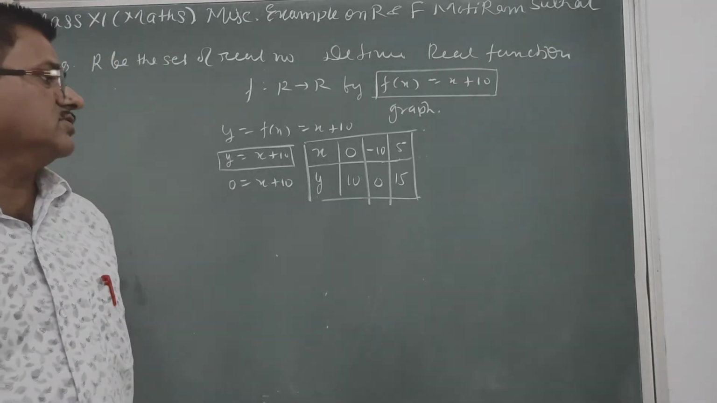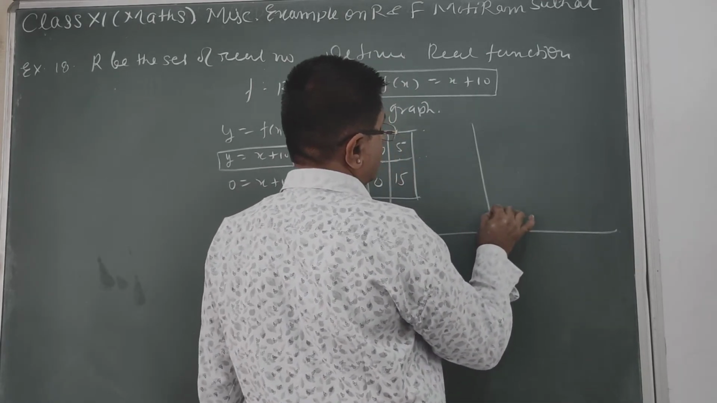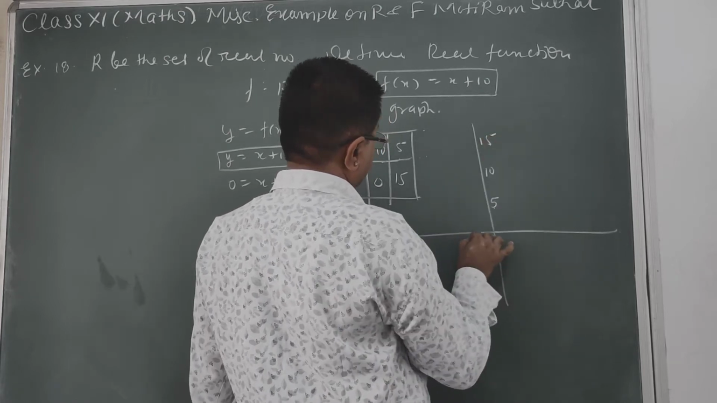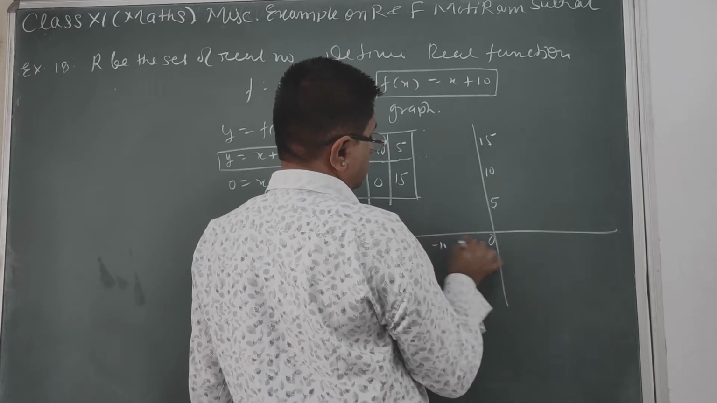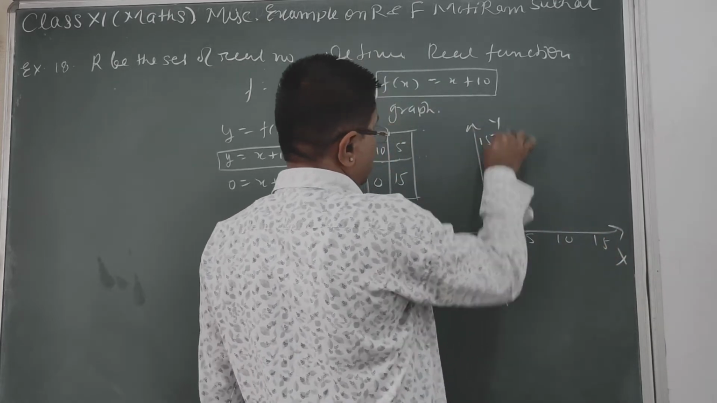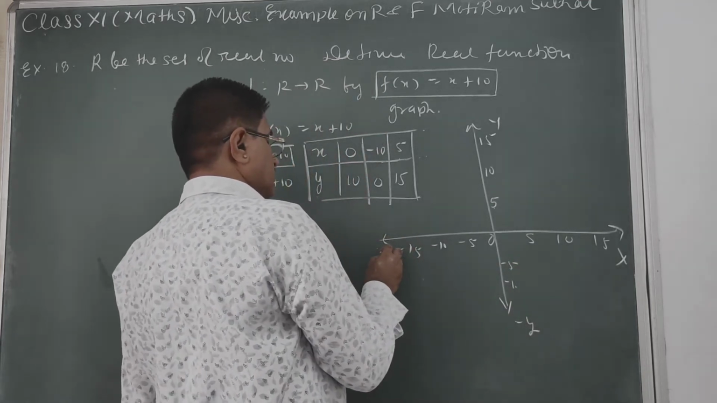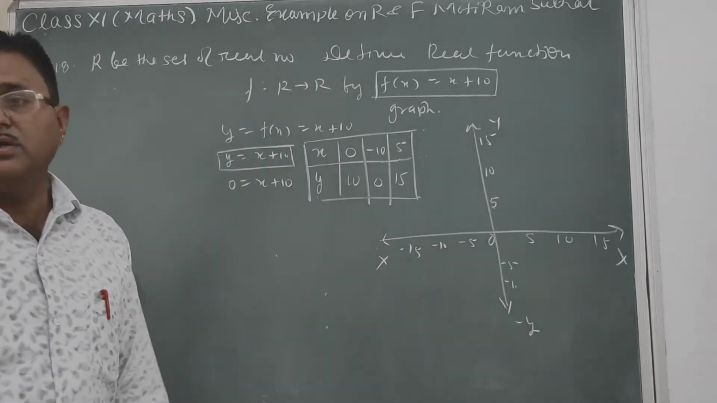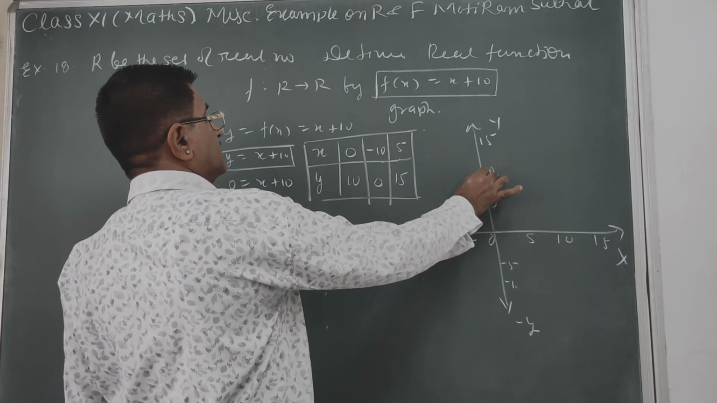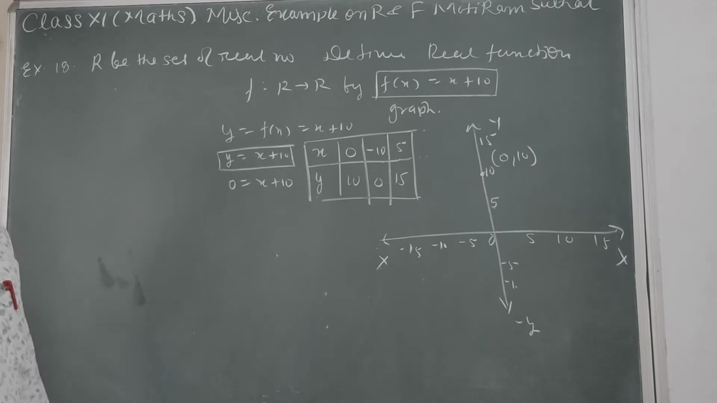That will be a straight line. Similarly, here for this function we can draw the graph. Suppose this is 0, with 5, 10, 50 and minus 5, minus 10 marked. This is the x-axis and this is y. In this way you can draw the graph. Now x equal to 0, y is 10. So x is 0 on the y-axis, and y is 10. Then second, x is minus 10, y is 0.